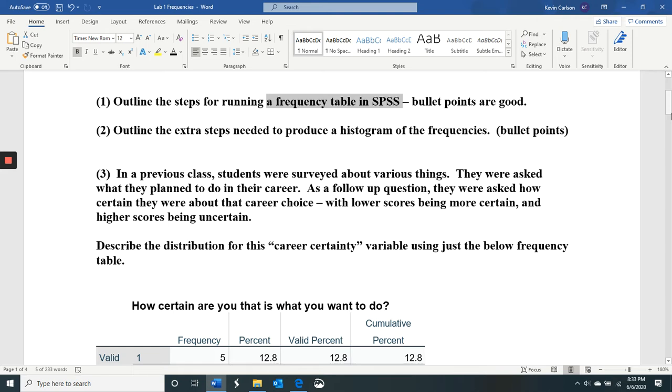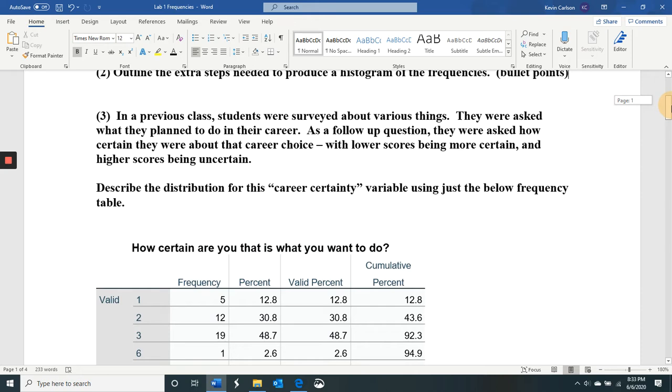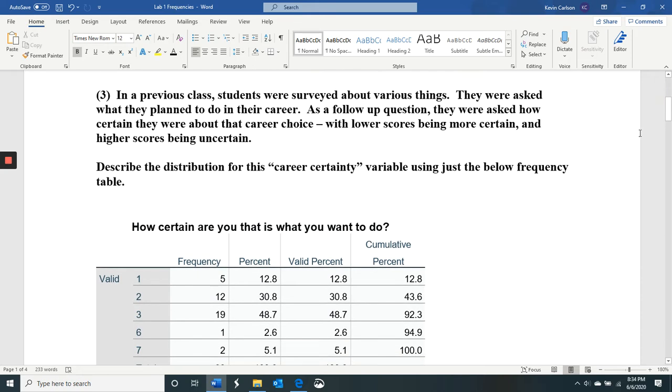Bullet points are good. You don't have to write some sort of weird essay on this. That would be silly. Just have bullet points. Click this, click that. That would be fine. And then question number two is, what are the extra steps that you need to do the histogram, the graph of the frequency distribution? So just in bullet points, say what the extra steps are to get the graph. Again, we went over this in the video lecture, so go back to the video lecture if you're not sure how to answer this.